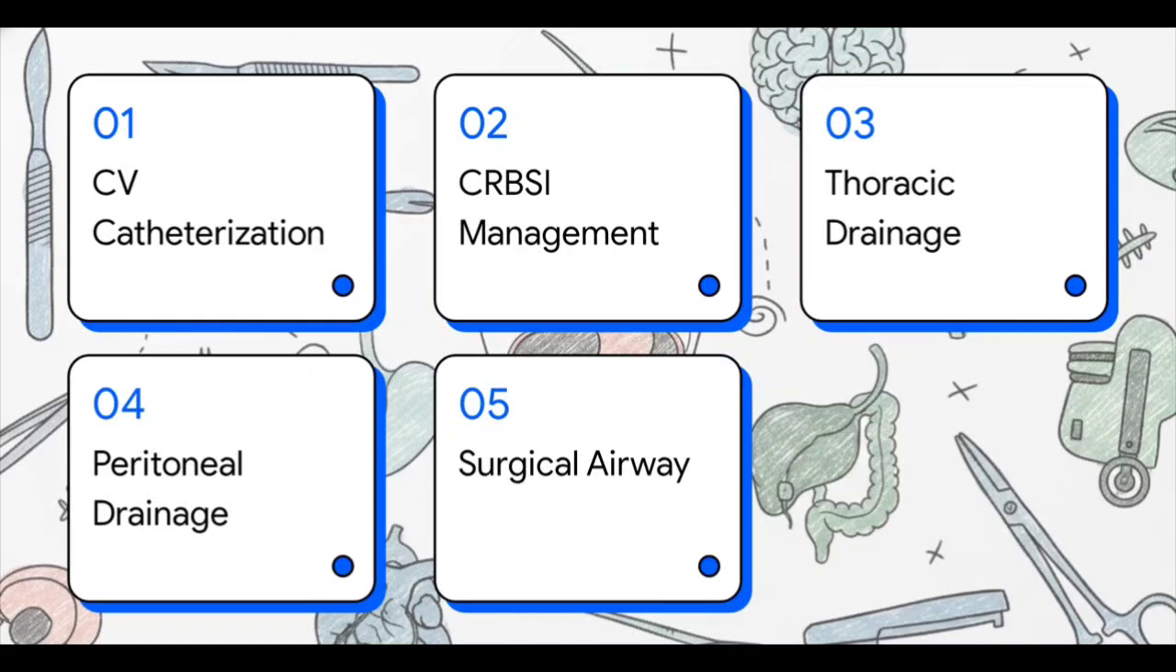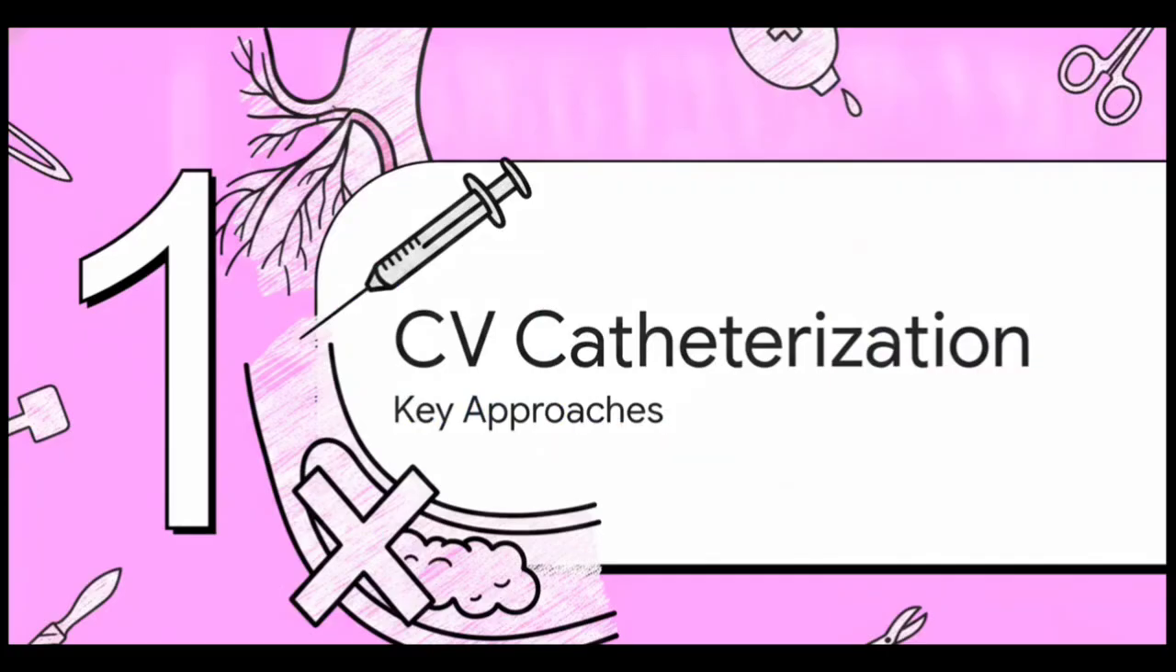We're blasting through central venous catheterization, CRBSI management, thoracic drainage, peritoneal drainage, and finally, surgical airway access. Okay, kicking things off with Section 1, Central Venous Catheterization.